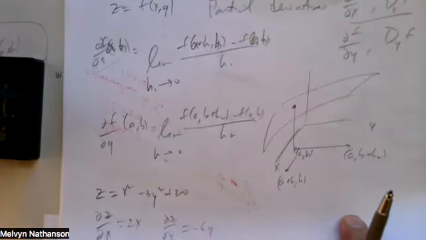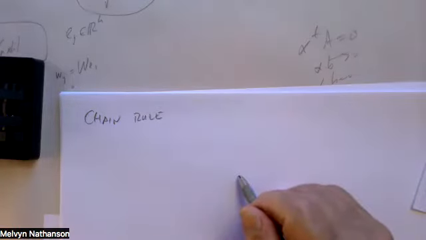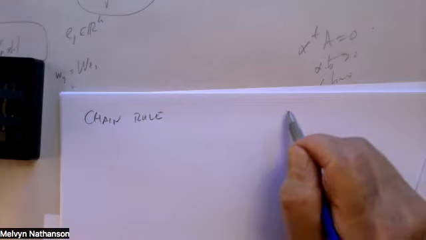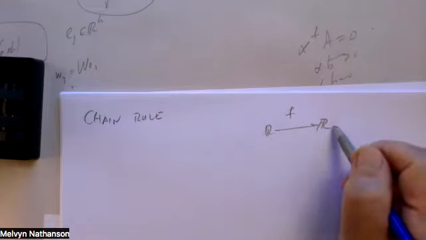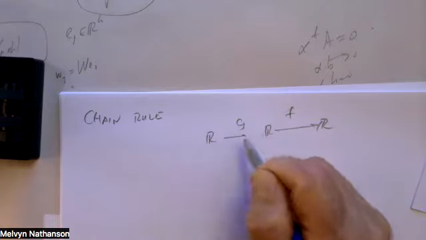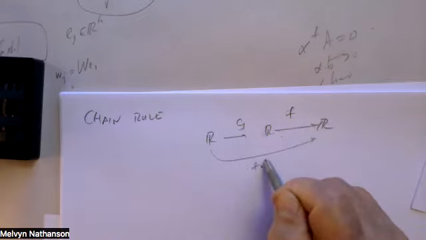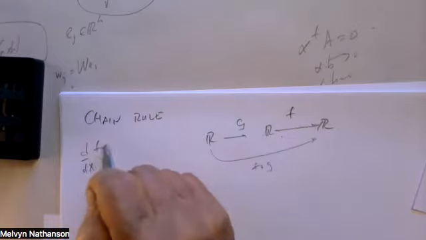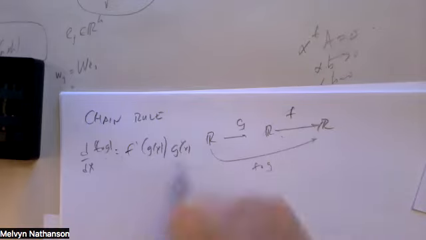Now, what's more interesting is what happens when you have a composite function and you want to calculate partial derivatives. For that, we need the chain rule. I remind you of the chain rule from ordinary calculus. If you have a function f from the reals to the reals, or some subset of it, and a function g from reals to reals, and you compose them, you get the function f composed with g. The chain rule for a function of one variable says the derivative with respect to x of f composed with g is f prime evaluated at g of x, times g prime of x.